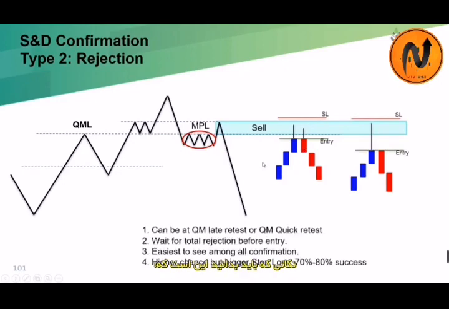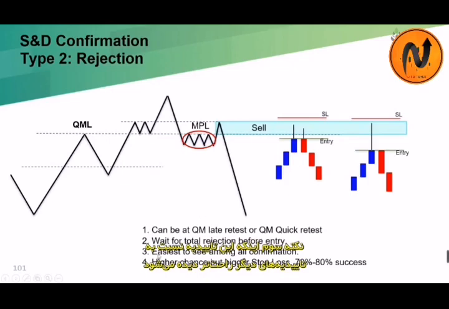The notes you need to know: it can be at the QM late retest or the quick retest, so it is possible for both. Second, wait for total rejection before entry. You need to be very patient. You need to confirm that the whole candlestick is rejected and closed, then only you make your entry. And of course you know where you put your stop loss.